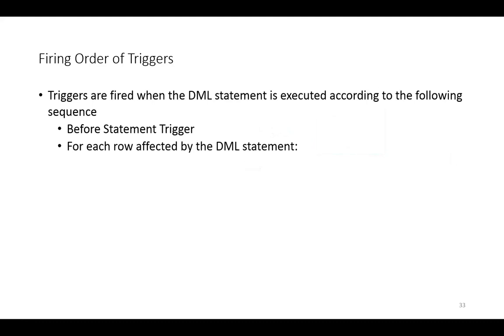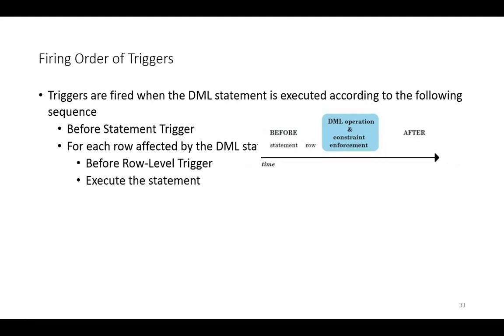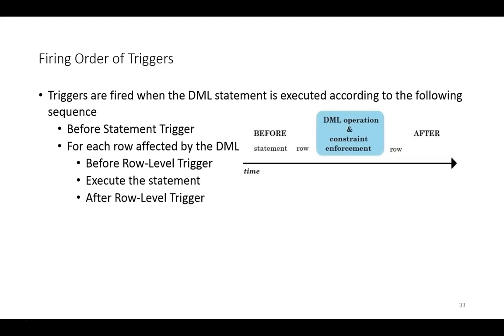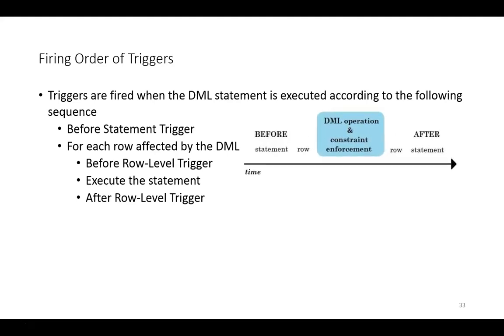Then, for each row affected by the DML operation, we'll have the row triggers fire. We'll have the before row trigger fire. Then, the statement will be executed, and then the after row trigger fires. This will be repeated for each row affected by the DML statement. Finally, after all of the row triggers have been executed, we'll have the after statement trigger fire.